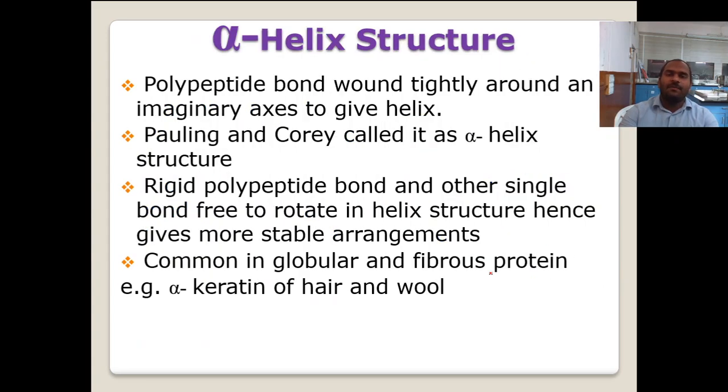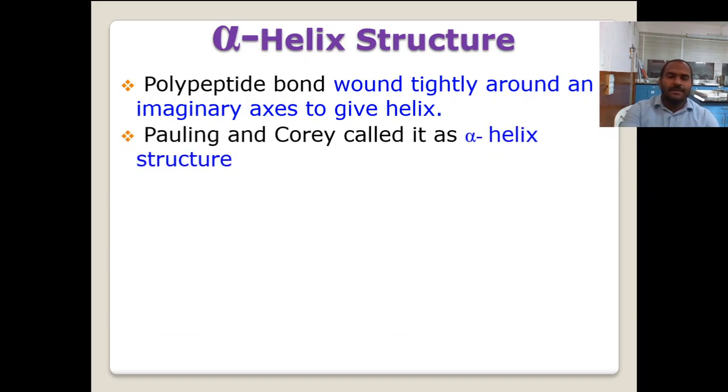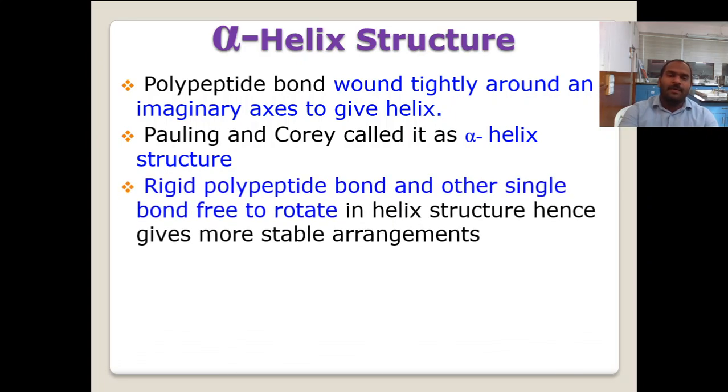Now let's consider first the alpha helical structure. A polypeptide chain is wound tightly around an imaginary axis to give a helix structure. These two scientists, Pauling and Corey, called it the alpha helical structure. This alpha helical structure has stability due to the rigid polypeptide bond, while other single bonds are free to rotate, which results in a more stable arrangement of a helix.